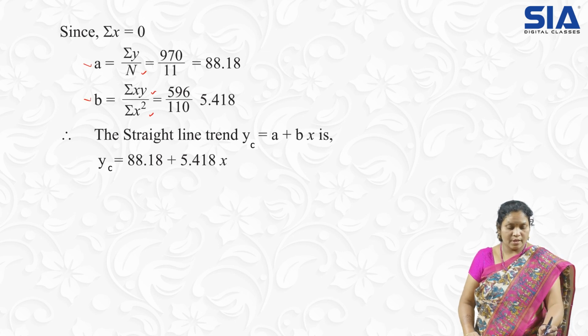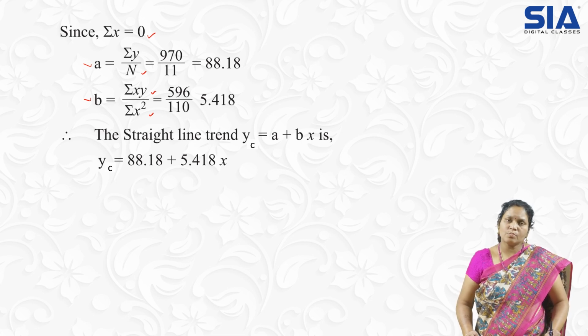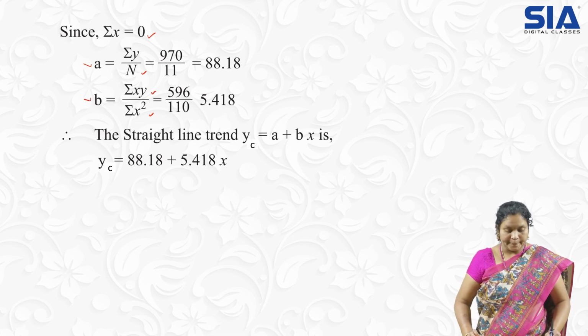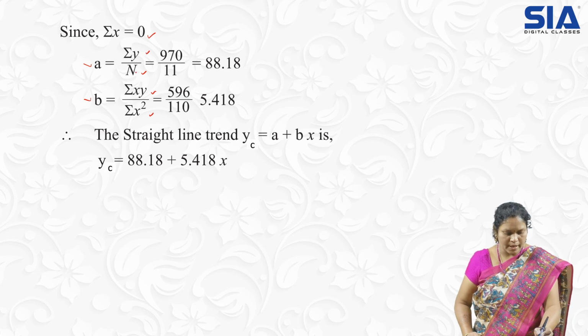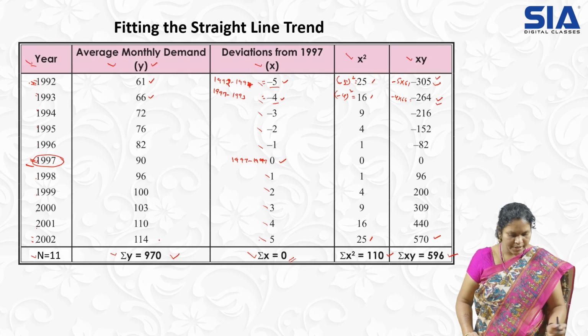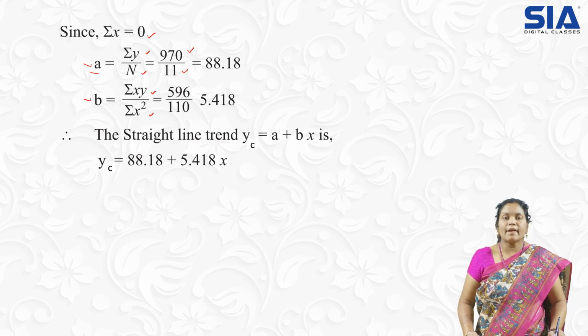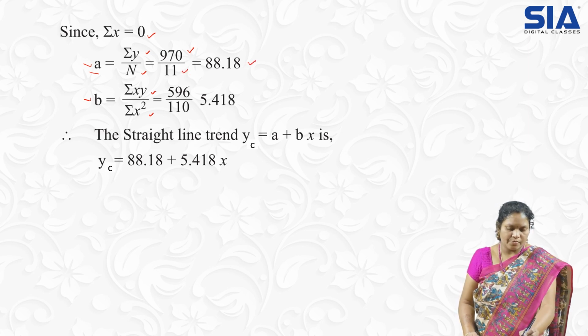Check it out. I wrote the reason here, since summation x is equal to 0. In the sense, summation x should go to 0. Then only these small formulas we can apply. So that is summation y by n for a. Summation y just now we have obtained, right? First column total 970. So 970. N we have counted how many years we have, that is 11 years we have. 970 divided by 11, we got the answer for a.